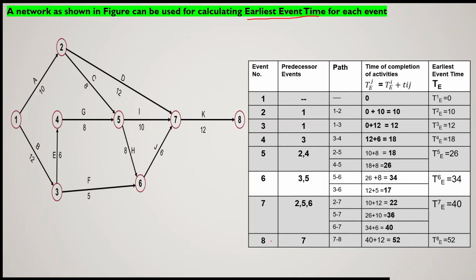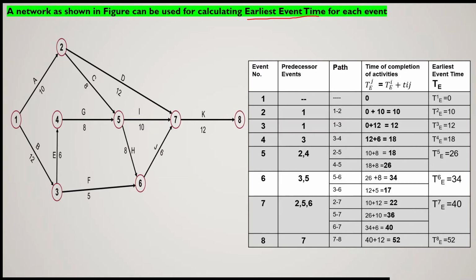First of all, we have to number all the events. Then in the second column, predecessor event. And third is the path which we are considering. And then the time of completion of the activities, that means how much time it will take to complete, which is already mentioned on the arrow, at the base of the arrow.